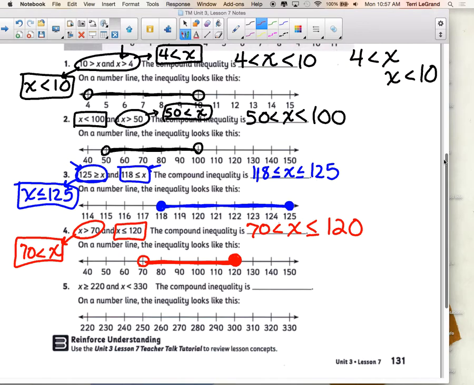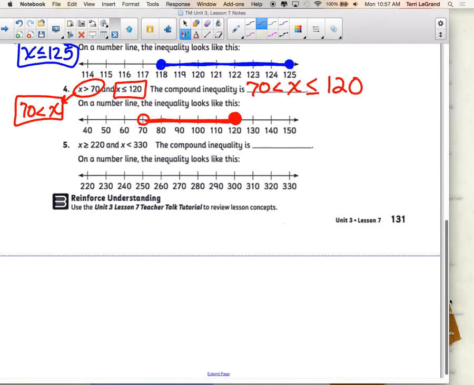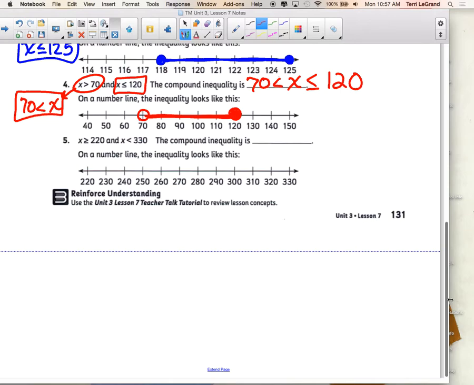Very important. If they are written like that, then it's going to be shaded between the 2 endpoints. Okay? Okay, try that last one again on your own. See how you do.